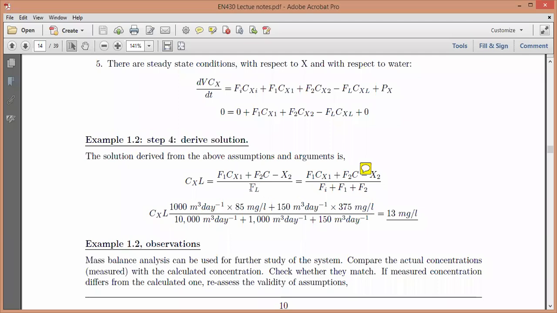We're not given this flow rate, but we're given these three. So we use these three to find this one. That's why we have 10,000 cubic meters per day, plus 1,000 cubic meters per day, plus 150 cubic meters per day. And when everything is multiplied and added and divided accordingly, our final answer will be 13 milligrams per liter.